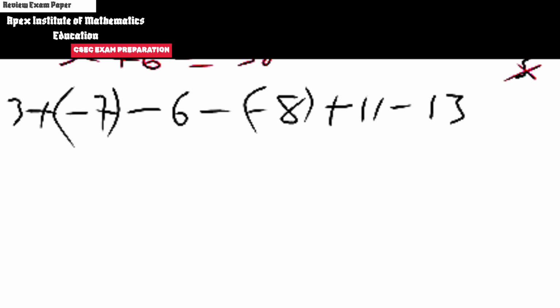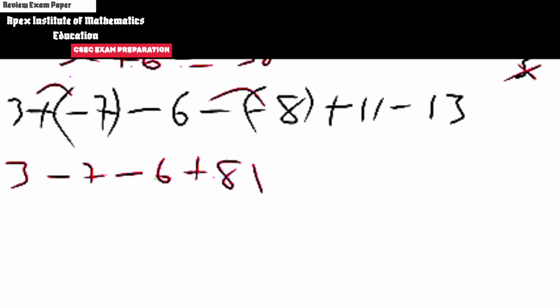But I always encourage students to show your working out. It develops your mathematical prowess. So here we're looking at sign clashes. We're looking at plus clashing with negative. We're looking at negative clashing with negative here. So let's rewrite. We have 3. And when the plus collides with the negative, we end up with a negative 7 minus 6. When the negative clashes with the negative, we end up with a positive 8 plus 11 minus 13.